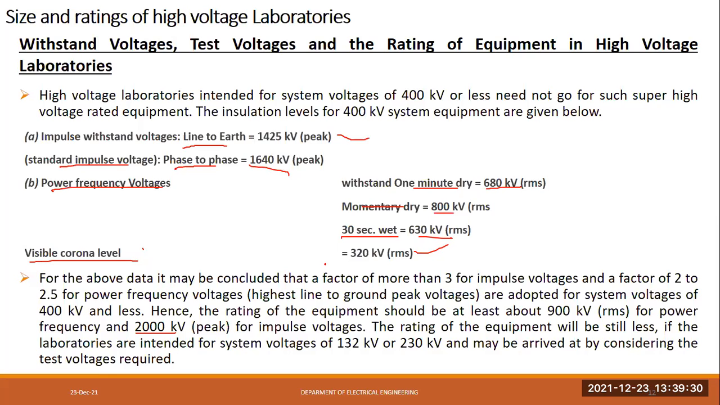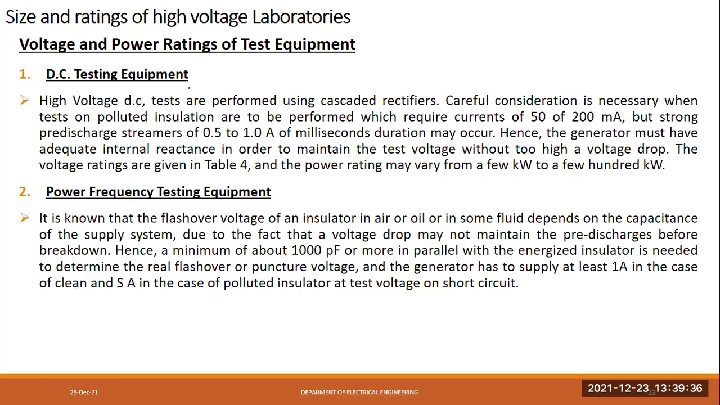Okay, so I think it is clear to everyone, and now we'll move to the next point, which is about the voltage and power rating of a test equipment. So what should these voltage and power ratings be? Anyone, can you tell me what it means? What does it mean?